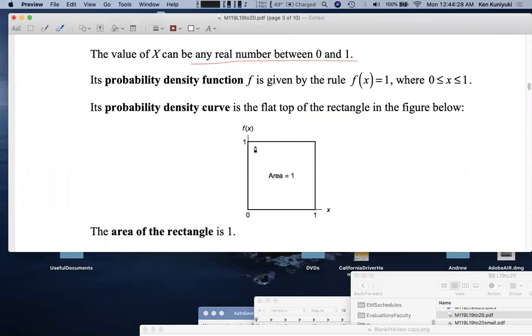Now, the density curve is flat, like this. The probability density function f is given by the rule f of x equals 1, where x is a real number between 0 and 1. So here, x can take on values between 0 and 1. The height is 1. The area of this square, well, it's a 1 by 1 square. The area under this flat top curve is 1, and that represents total probability, 1. The area of the total rectangle is 1.